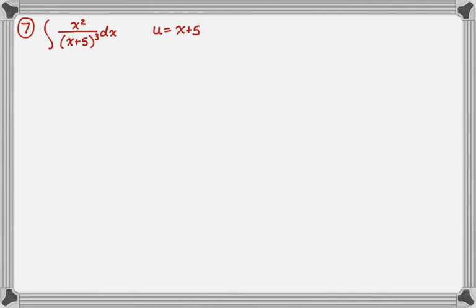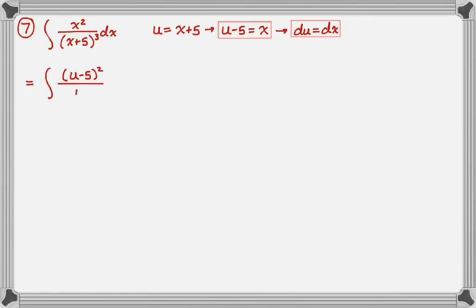I need to actually substitute for x squared, so I'm going to solve this thing for x and say that u minus 5 is equal to x. And I'll be able to substitute that for x and then square it, and that'll be okay. And then from here, I know that du is dx. Okay, so let's do our substitutions. So we get x, which is u minus 5 squared, and that's over u cubed, and then du.